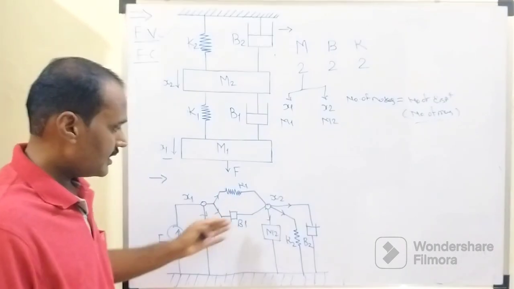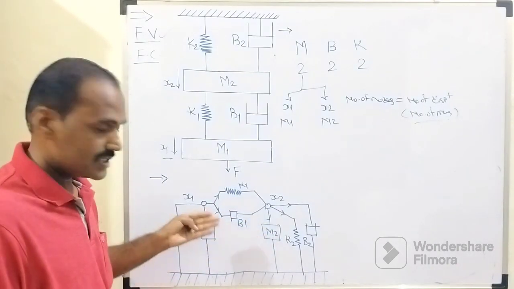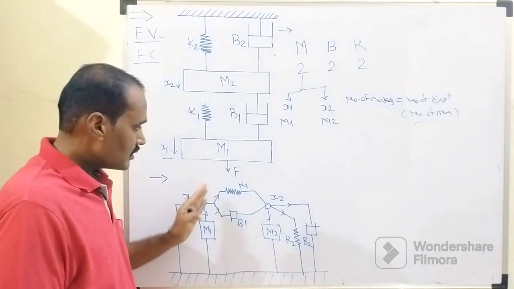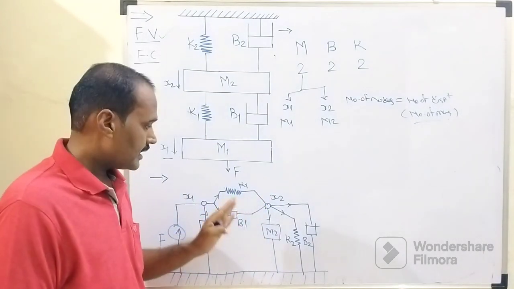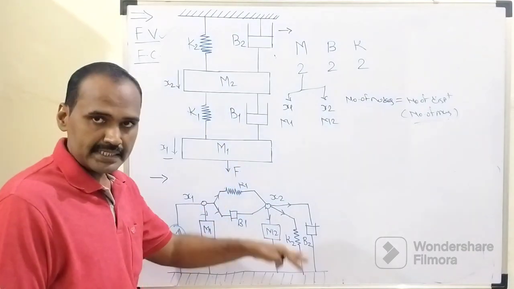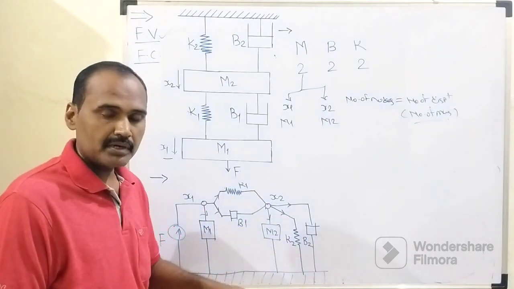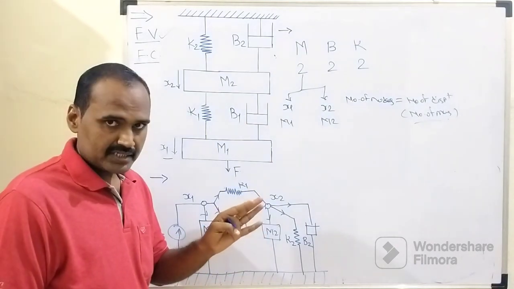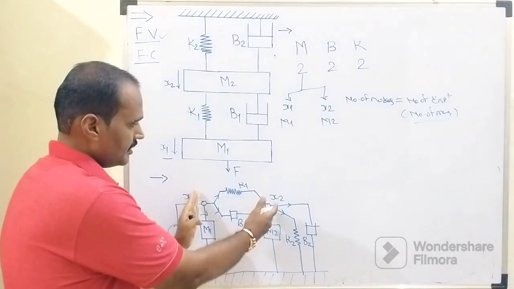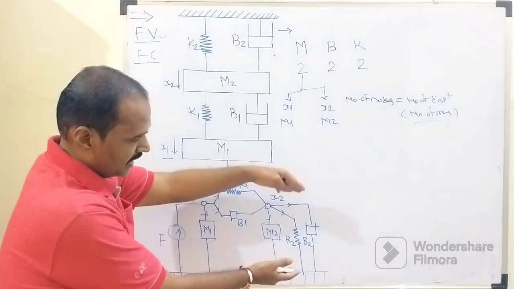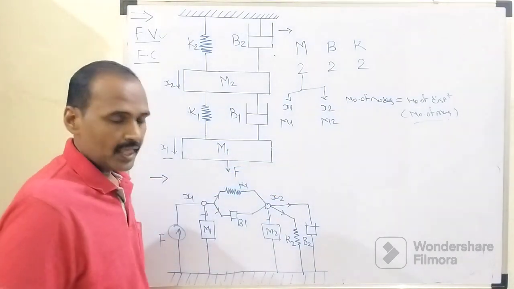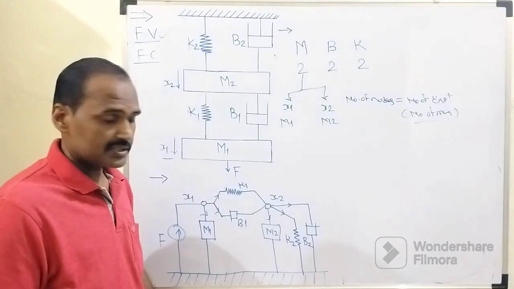In this nodal diagram there are 6 elements. Out of those 6 elements there are 2 masses. These are the 2 displacements of these 2 masses, and the remaining elements are nothing but 2 springs and 2 dampers. Out of these 2 springs and 2 dampers, the first spring and damper are connected in between X1 and X2. The remaining spring and damper is connected in between X2 and the ground surface. So this is the first step.